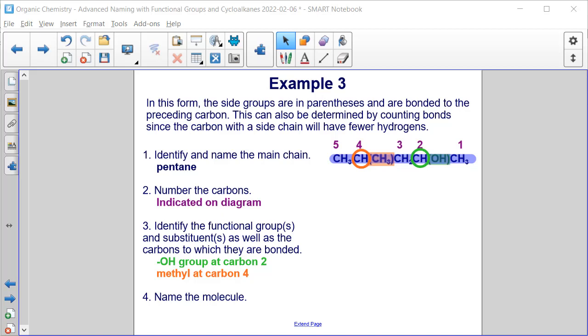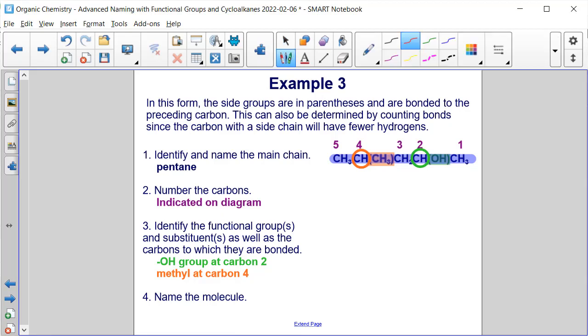Once we've done the work of finding our main chain and our functional and substituent groups, we can go ahead and name the molecule. So let's start with our substituent, which is 4-methyl. And then we have our OH group on carbon 2, which is what makes this, instead of pentane, we'll take off the E and add the ending OL. So 4-methyl 2-pentanol. All right, so here's a summary of all those steps we took in example 3 to get to that final name of 4-methyl 2-pentanol.